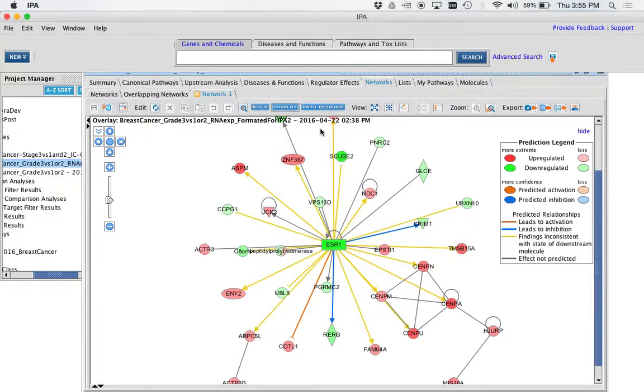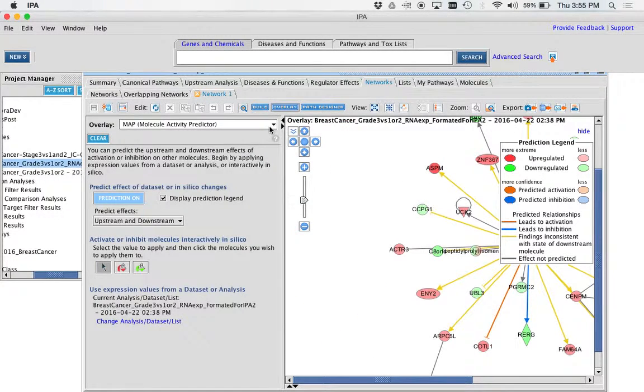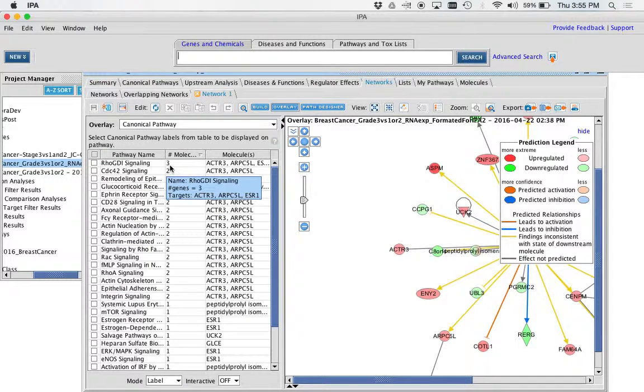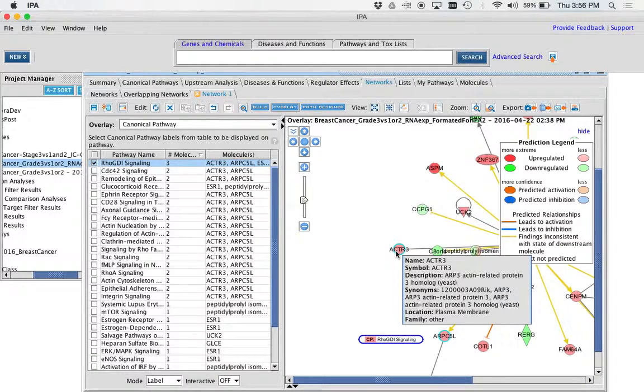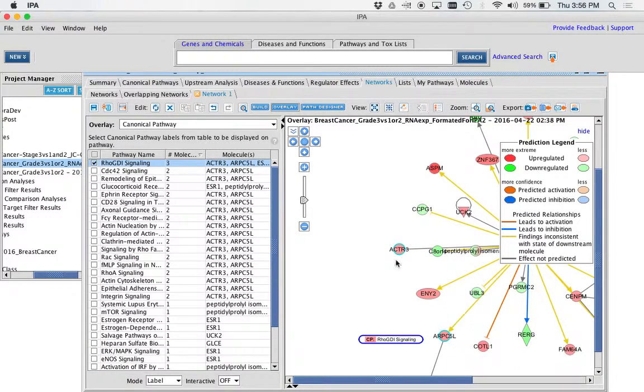But I can overlay all kinds of things here. I can see if any of these are associated with a particular pathway. Three of these are in Rho signaling. And I can mark those there if I wanted to. If I click on here, it'll light up the ones that are associated with Rho signaling. We can also do a function overlay. So basically I can take any of these networks and overlay all my pathway, my biological function information, anything I want. Okay. Now for the godfathers.